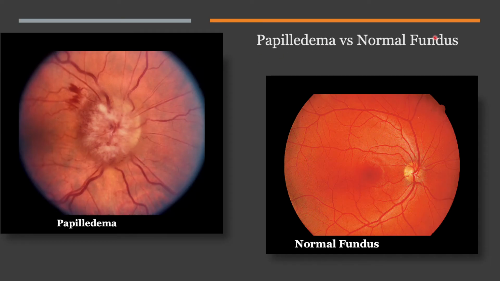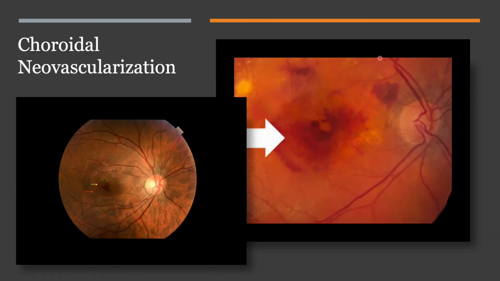Papilledema versus a normal fundus. This is papilledema on your left, and on your right is a normal fundus. The imaging just shows papilledema superimposed on a normal fundus, and it shows you what a normal fundus looks like. This is an additional image of choroidal neovascularization, and on your right is a high definition resolution imaging for your reference.